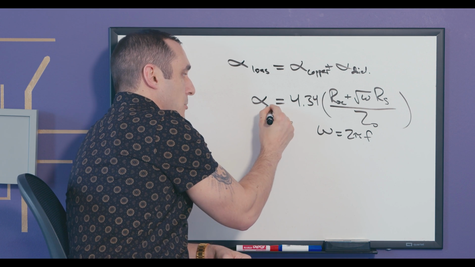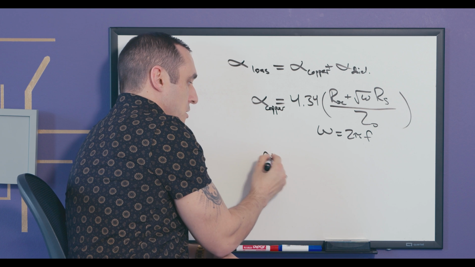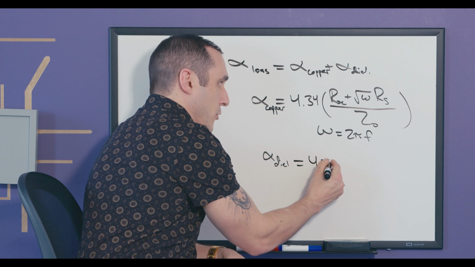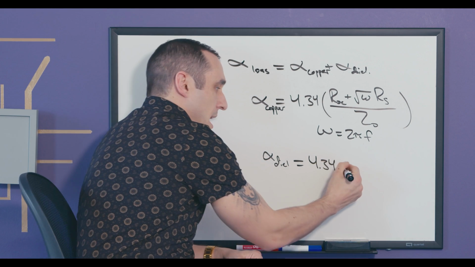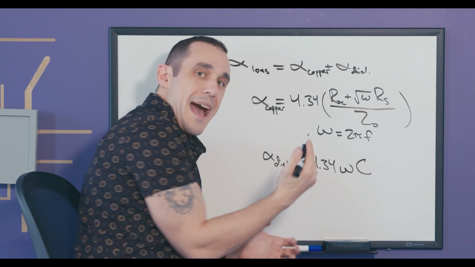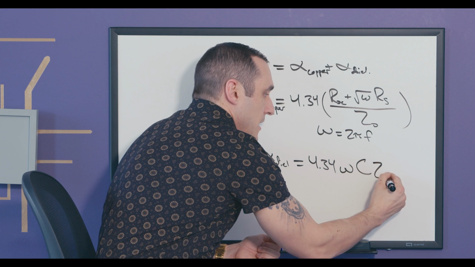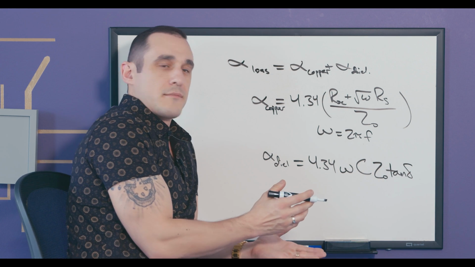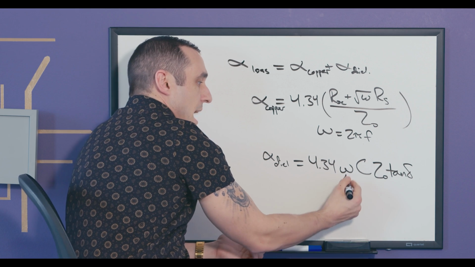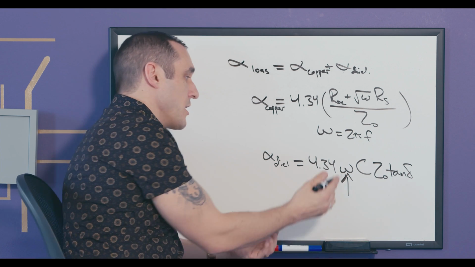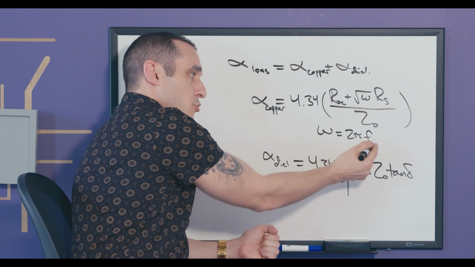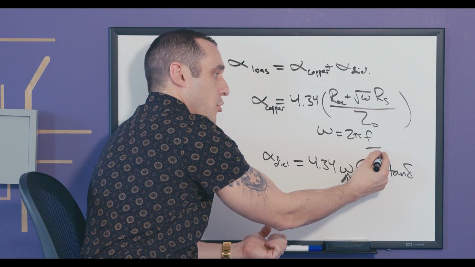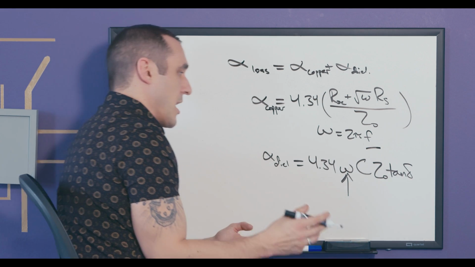Next, this is for the copper. Now let's look at the dielectric. For the dielectric, we have a little bit of a simpler function. This is 4.34, multiplied by omega, and then the capacitance of the line, and then the characteristic impedance, and then the loss tangent. So here we have a linear dependence on the frequency. Remember, omega is 2 pi times f. Here we have directly proportional to omega, so we're directly proportional to the frequency. So this is a straight line dependence.